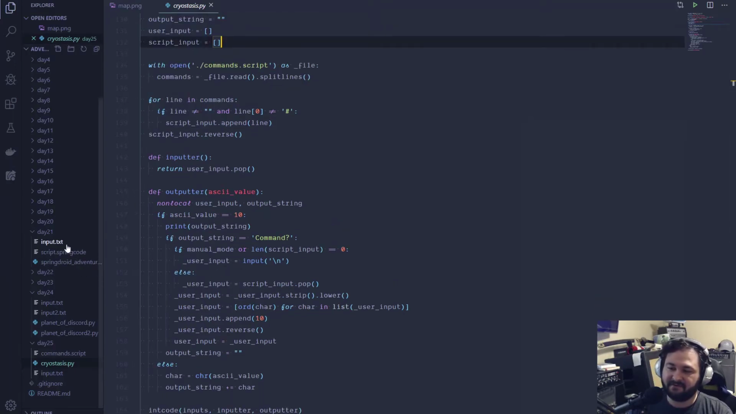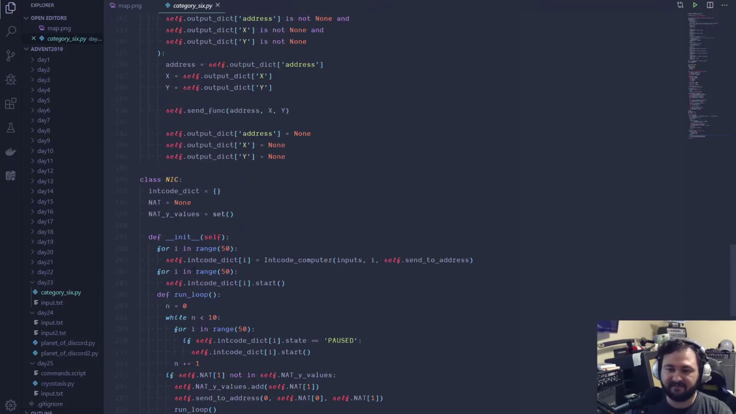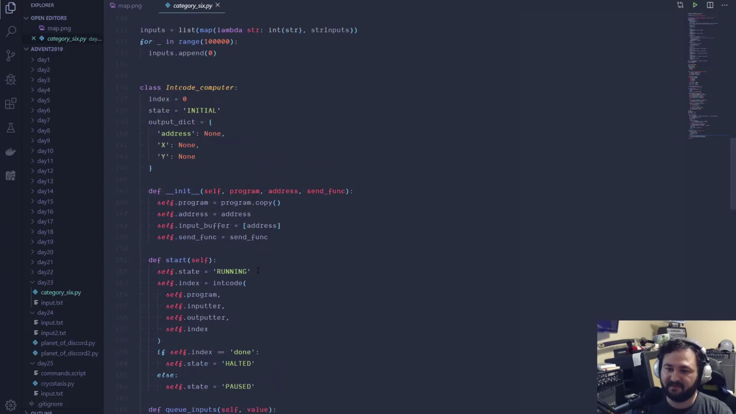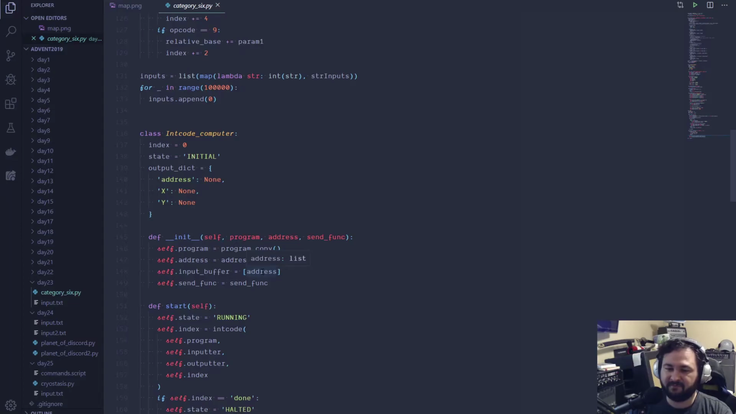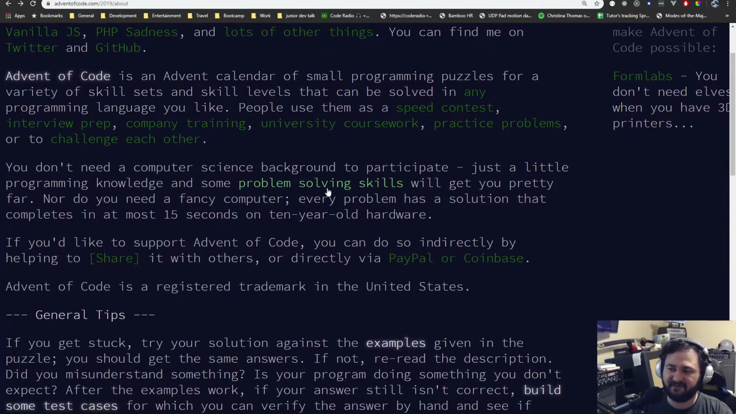And then on other days, like day 23, so another day using Intcode, using classes, object-oriented programming, that really helped a lot. So I don't consider those a little bit of programming knowledge. I consider that an intermediate amount of programming knowledge. Certainly not a little bit, but you definitely need problem-solving skills in spades. Oodles and oodles of problem-solving skills, but that's a good thing, and this will improve your problem-solving skills.